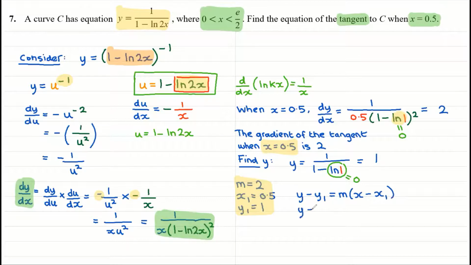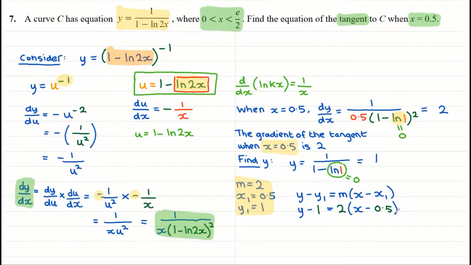So y subtract 1 is equal to the gradient, which is 2, multiplied by x subtract x1, which is 0.5. Now then, we can be a bit crafty here because it doesn't ask us to give the equation in any particular way. That is an equation that I've just written down of a straight line, so we can leave it.